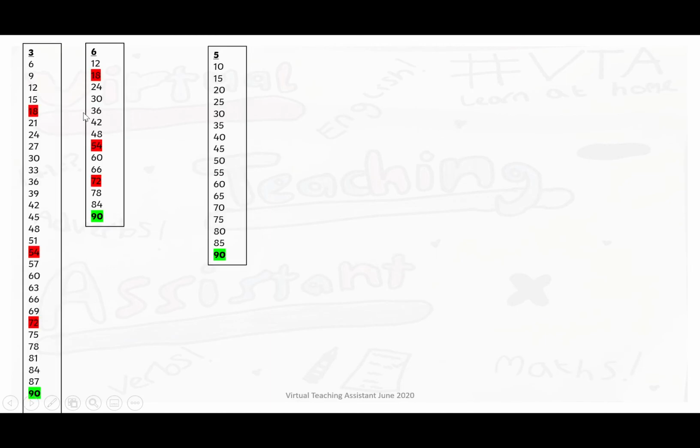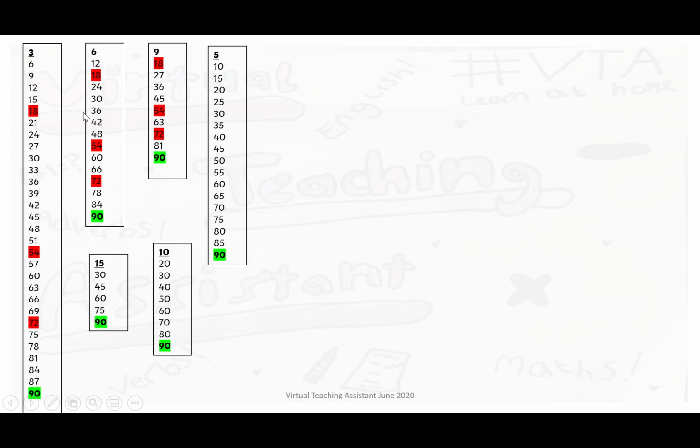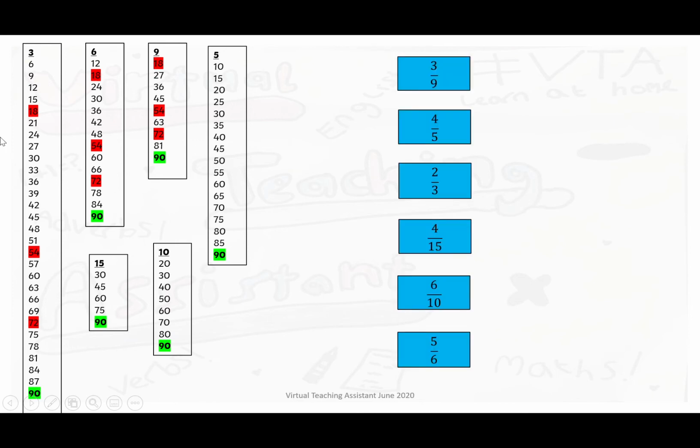What I'm going to do is use my times table knowledge. I'm just writing out my times tables here. I've got my 3s, my 6s, my 5s, my 9s, my 10s, and my 15s.